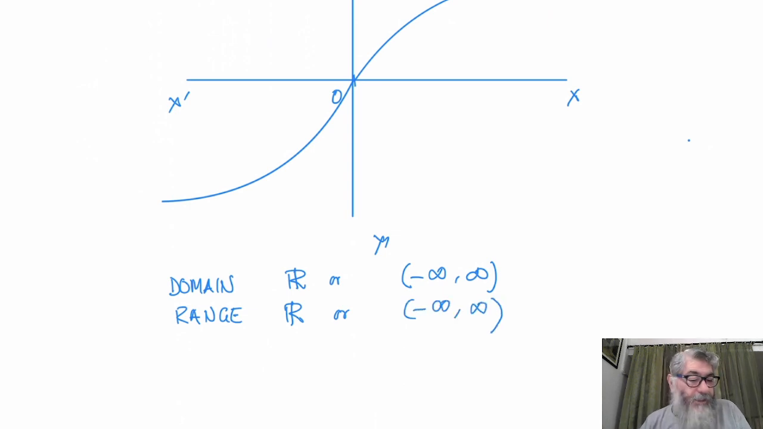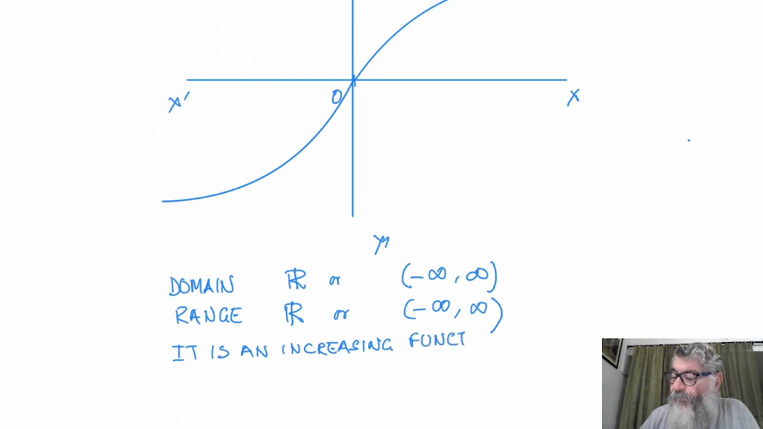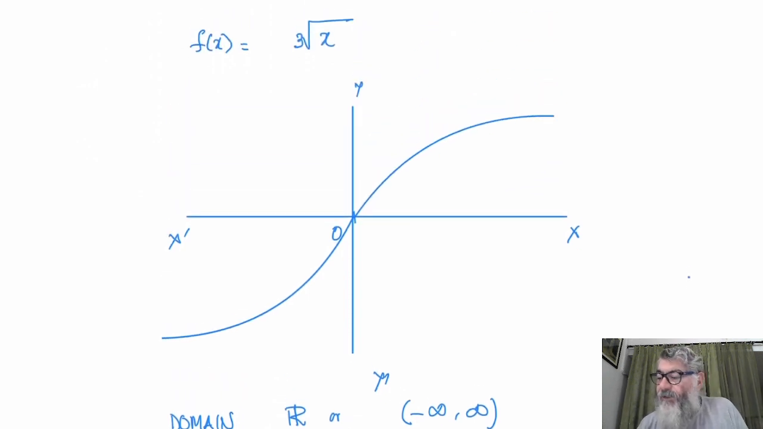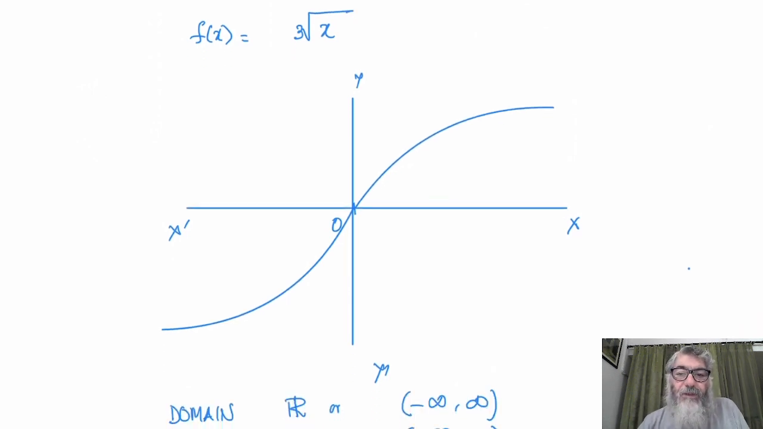Now is it continuous? Yes, it is a continuous function. It is an increasing function. Meaning thereby, if you move from left to right on the x-axis, you will see the graph is rising. The graph is rising from left to right. Whenever we check increasing or decreasing, we notice whether we are moving from left to right. In this case, it is increasing when we are going from left to right.